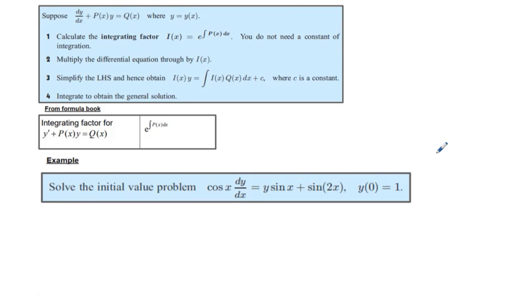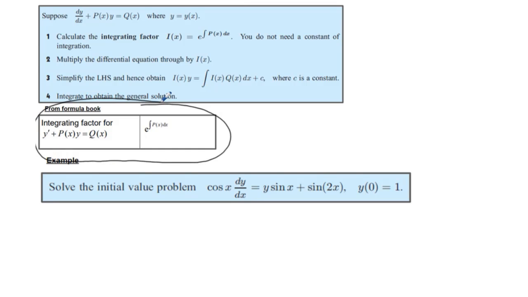Okay, we have another integrating factor method of solving differential equations problem. So I'm going to go through the steps again. Calculate the integrating factor I of x equals e to the integral of p of x dx. You need to get it in a certain form. Remember, this is directly from your formula book.